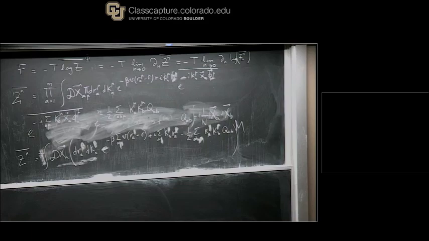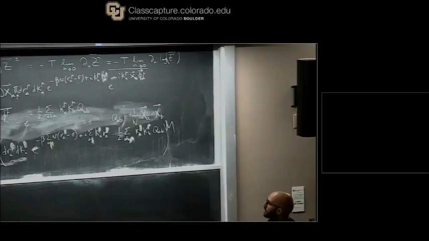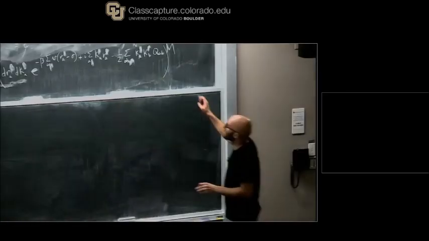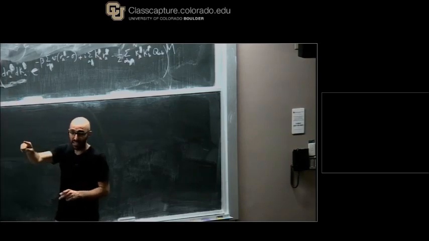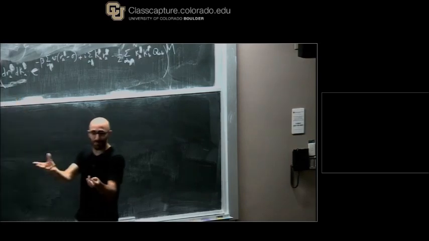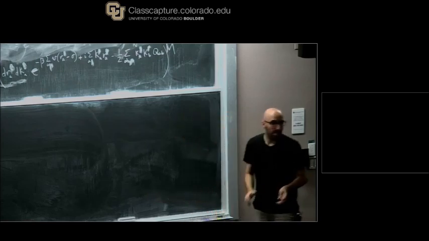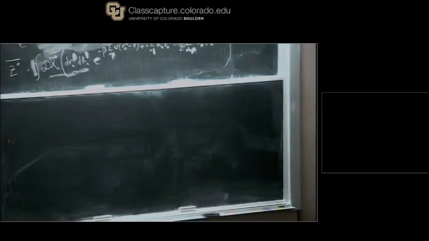Little n. Where? No, the n is the index a. A goes from 1 to n, and I have n variables x. Other questions? Okay. So now you see.